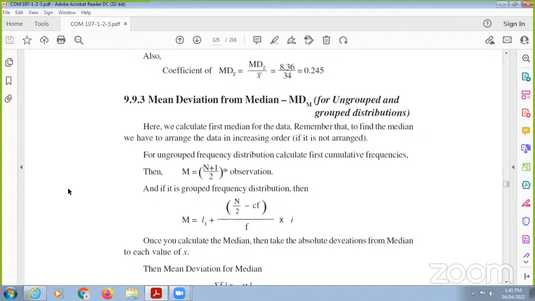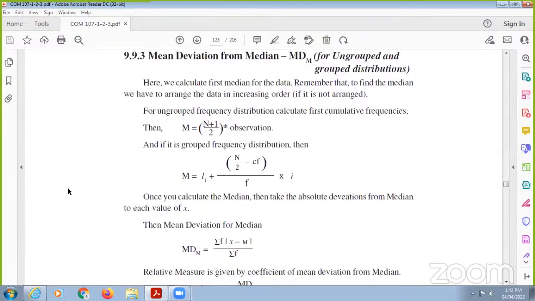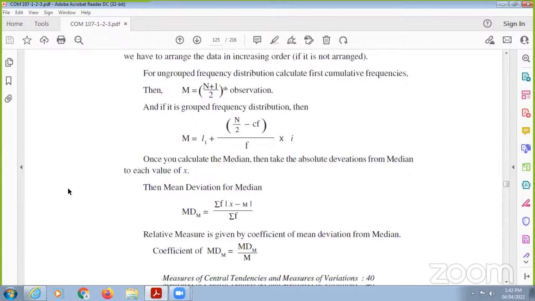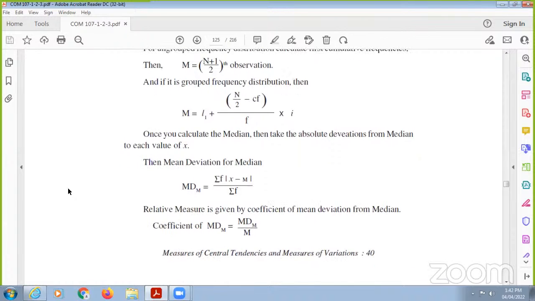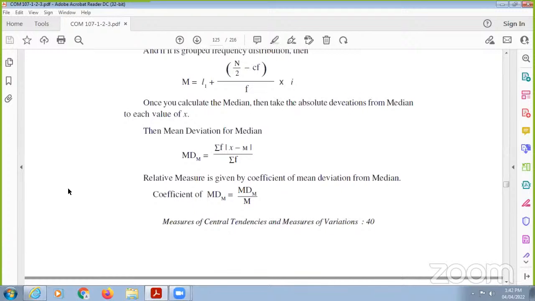Once you calculate the median, then take the absolute deviation from the median also here. And the mean deviation from median is equal to summation f into bracket x minus m upon summation f. Relative measure is given by the coefficient of mean deviation from median. The formula is mean deviation upon m here.